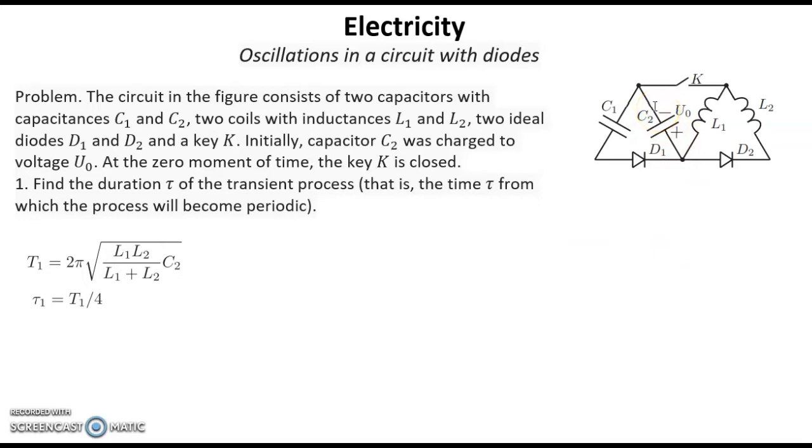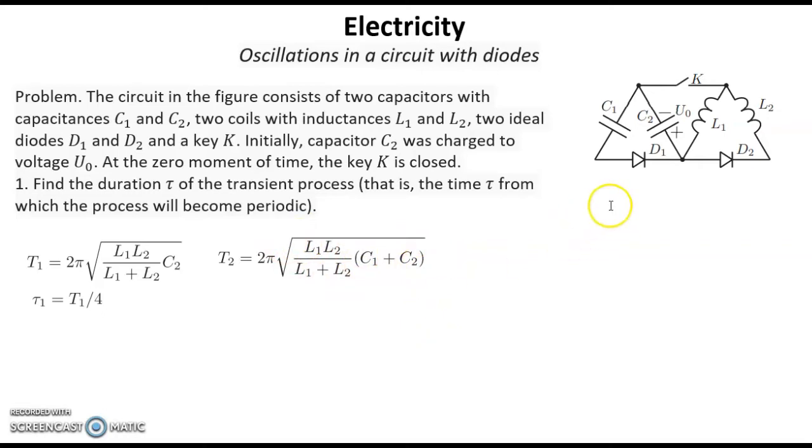Now let's see what happens during the next period of time. When the charge on this capacitor becomes opposite, so the voltage becomes negative here and positive here, current starts to move through this diode, and now we have two capacitors in parallel and two coils in parallel. So we can find the period for this kind of oscillation. That will be this one: two parallel coils and two parallel capacitors here.